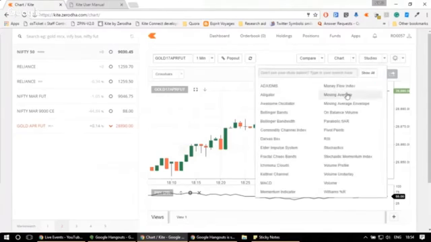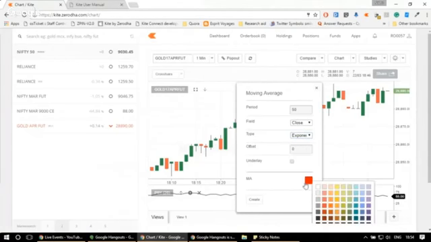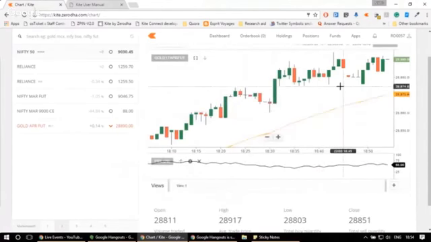I can also add a moving average on the close. A period of 50 candles is what will be looked at. It's a simple moving average or an exponential moving average, and I can change it over here. I can change the color of the moving average over here. I create, so a moving average is created over here.